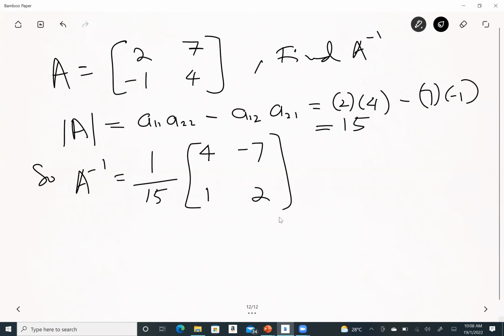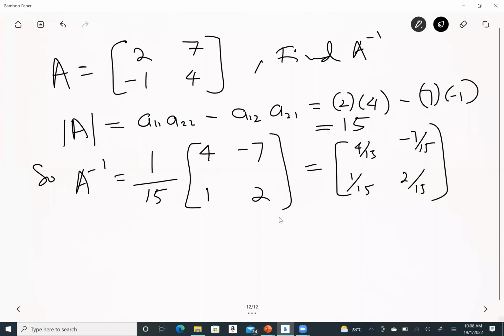And then you multiply out. This is just like a scalar multiplication. So 1 over 15 times 4, I got 4 over 15. And then negative 7 over 15, 1 over 15, 2 over 15. So that is the inverse of A.